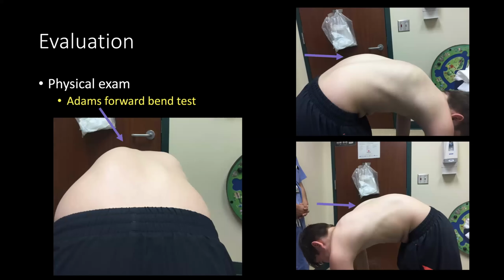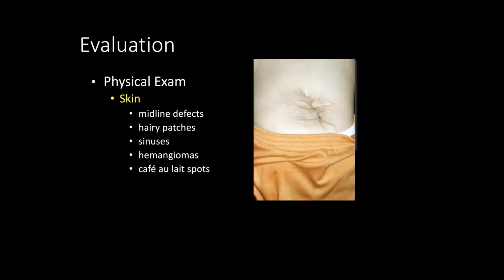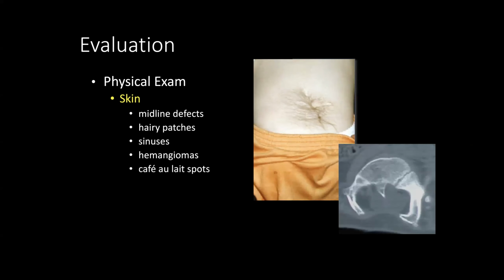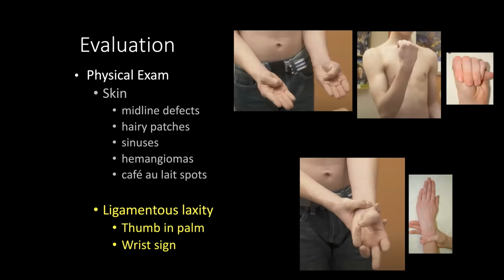A different patient, again showing how you should look at it from the back and also from the side. Remember the importance of checking for cutaneous stigmata and midline defects. Palpate for those: patches, sinuses, hemangiomas, cafe au lait spots. This was the finding in this patient with that midline hairy patch. Remember also to check for signs of ligamentous laxity as a sign of perhaps collagen-based disorders.